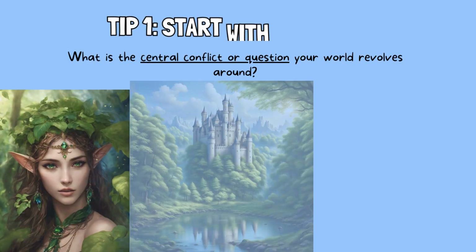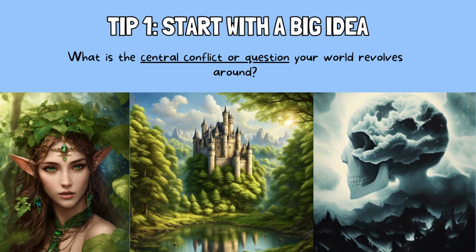Tip 1. Start with a big idea. What is the central conflict or question your world revolves around? This could be anything from a fight between good and evil to a struggle for survival in a harsh environment. For example, imagine a race of peaceful plant people living in harmony with nature. However, a mysterious disease threatens their very existence. Once you have a central conflict, you can start to build the details of your world around it.